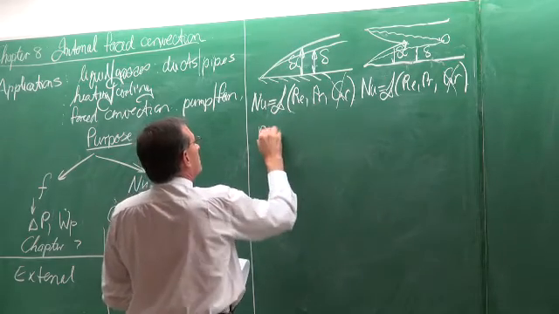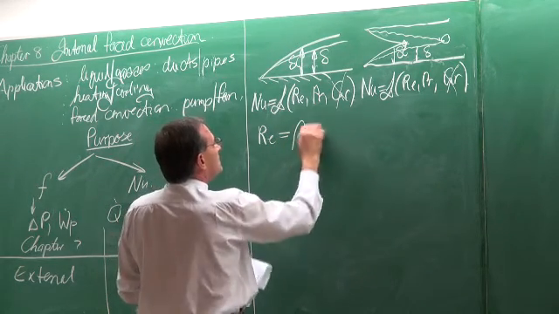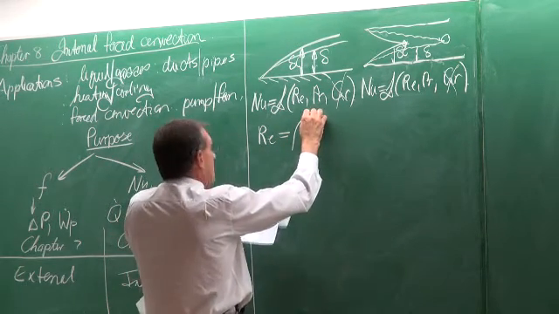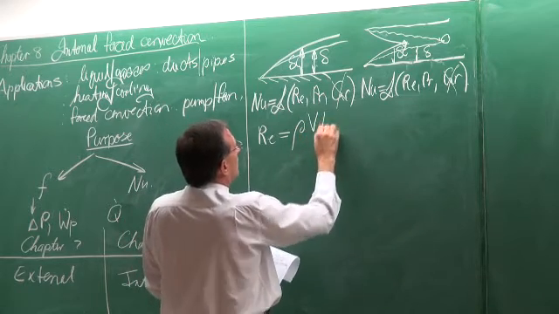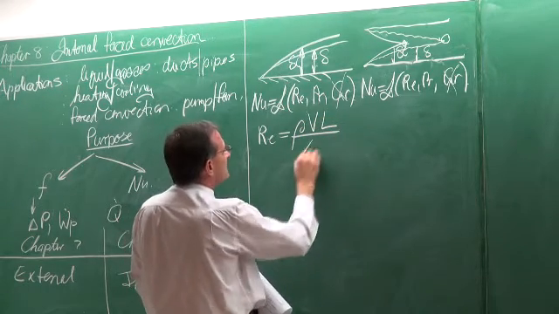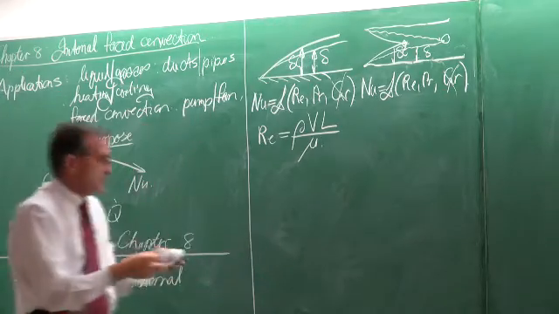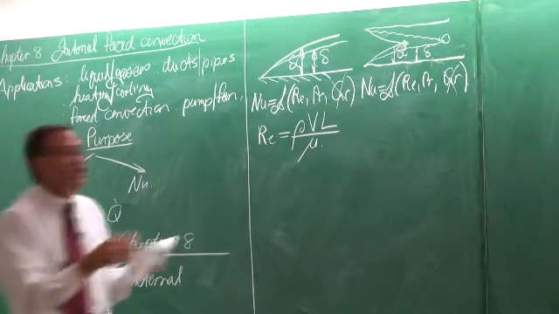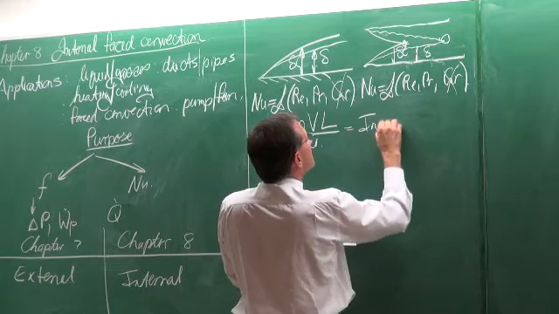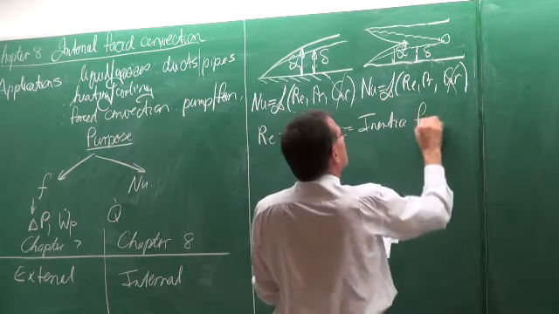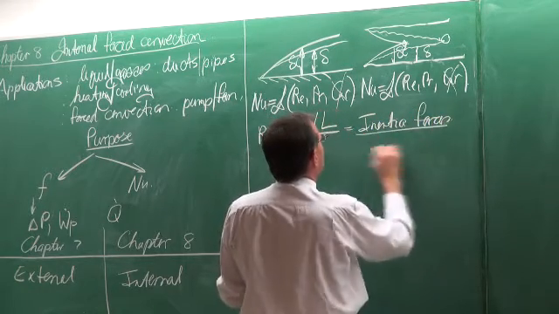Let's start with the Reynolds number. The Reynolds number, as you know, is equal to the density multiplied by the velocity multiplied by a characteristic length, divided by the viscosity, and it is the ratio of the inertia forces to viscous forces.